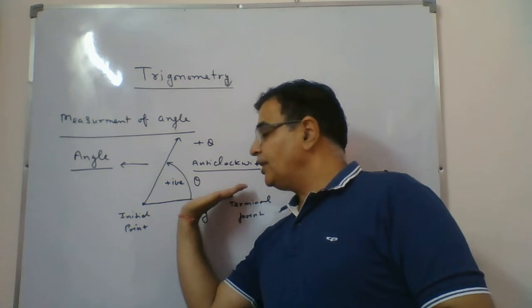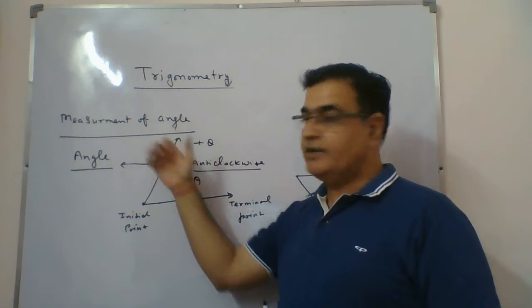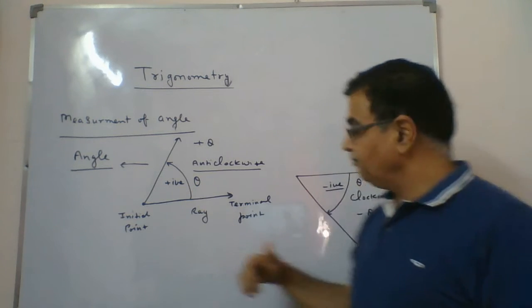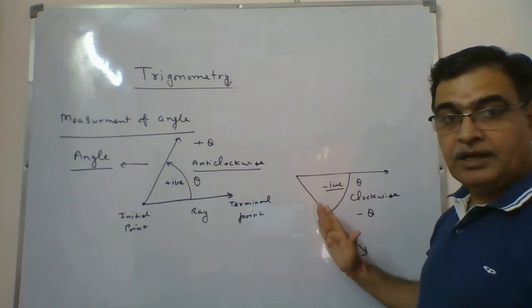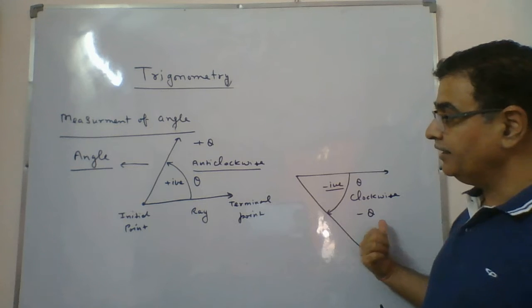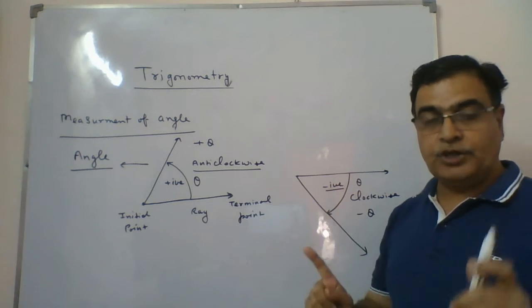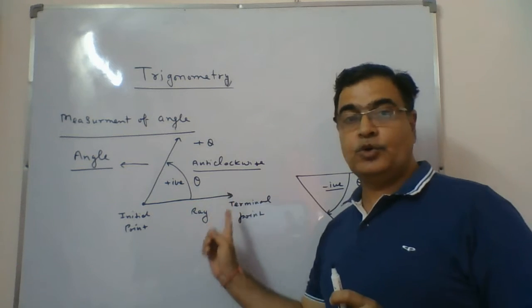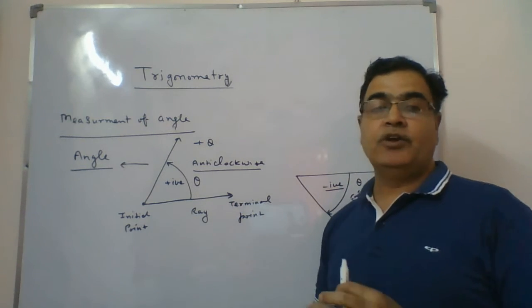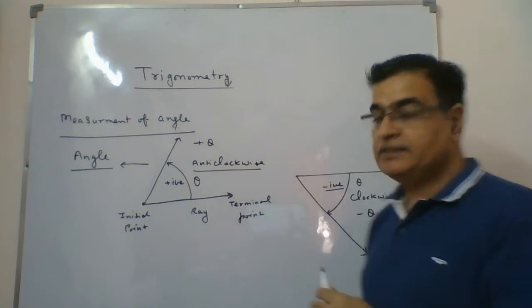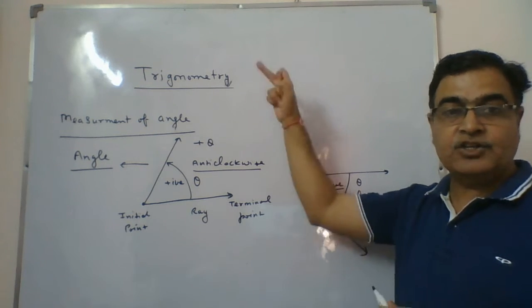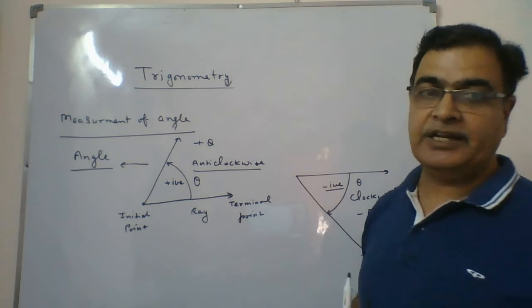So whenever there is an initial ray and you go in anti-clockwise direction, it will be a positive angle. Whenever you go in clockwise, it will be negative. So keep in mind, whenever I have an anti-clockwise rotation, the angle will be counted as plus. Whenever it's a negative direction, we will count that as a negative angle.